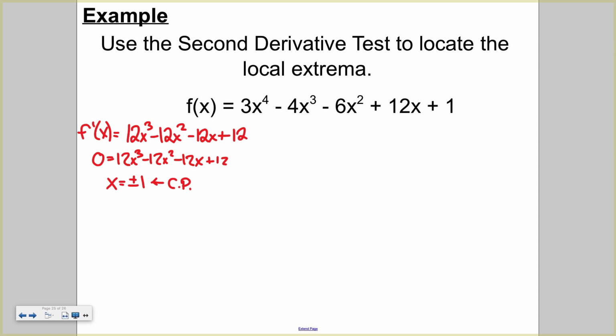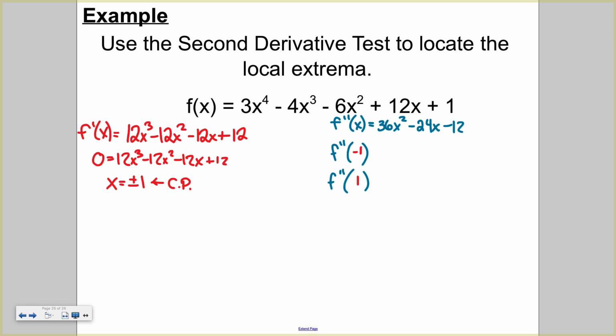Now that we have our first derivative and we have our critical points, in order to use the second derivative test, we do need to find that second derivative, which we have already found before, which is 36x squared minus 24x, and I wrote 12 for some reason, so let's fix that, minus 24x, and then minus 12. Alright, so now we need to take these two critical points and plug them into our second derivative. So we'll plug in negative 1 and 1.